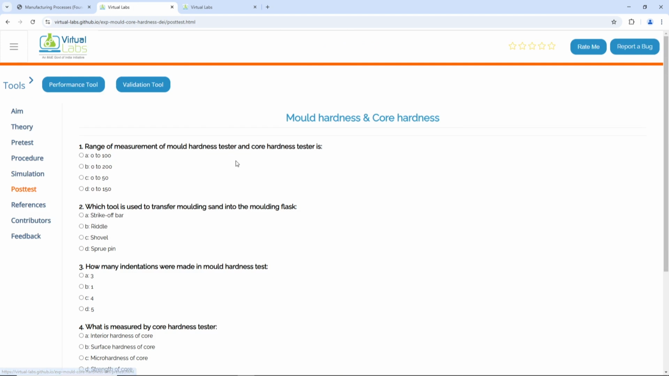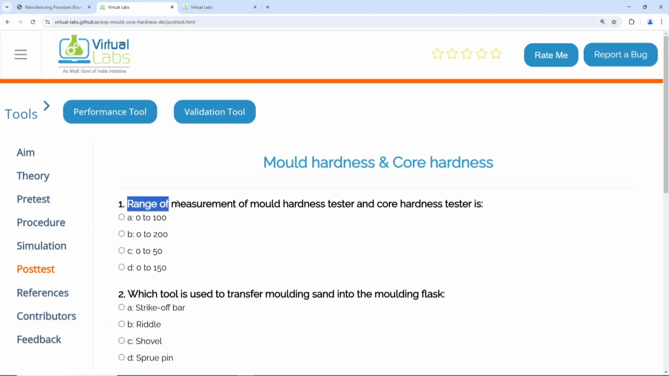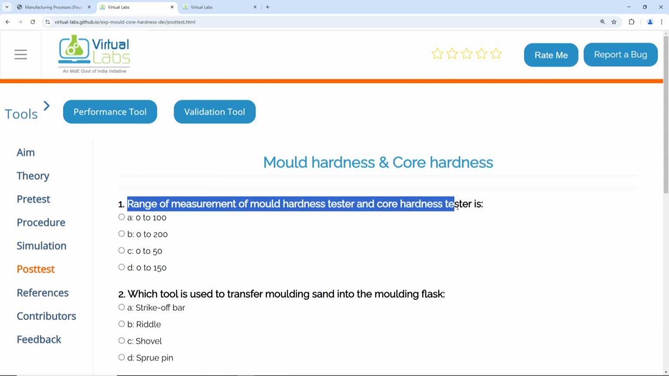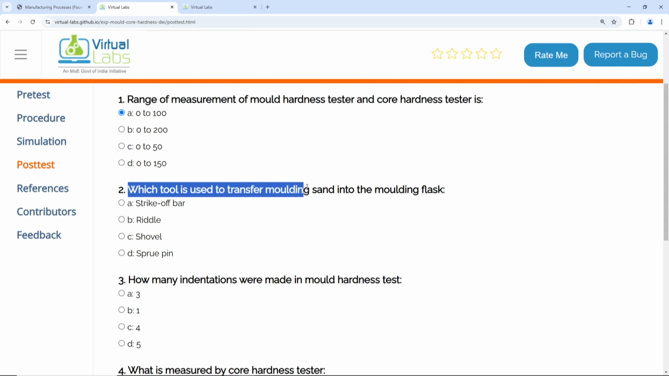Let me come to the post test questions. Question 1, the range of measurement of the mold hardness tester and core hardness tester is, as discussed already, between 0 to 100. Next, which tool is used to transfer molding sand into the molding flask? It is simply the shovel.